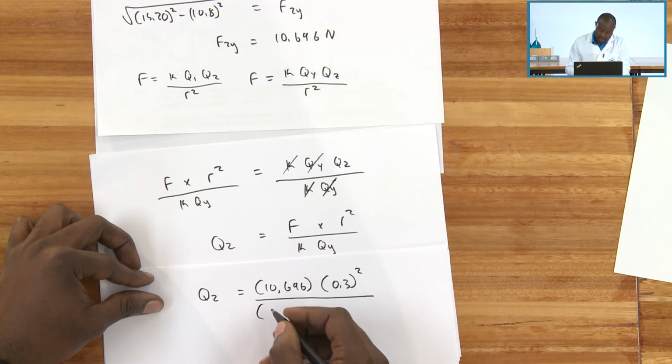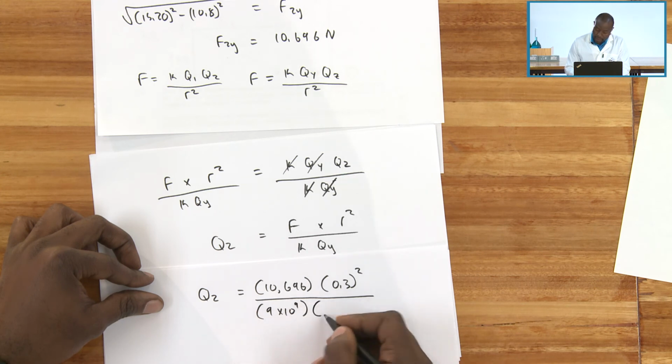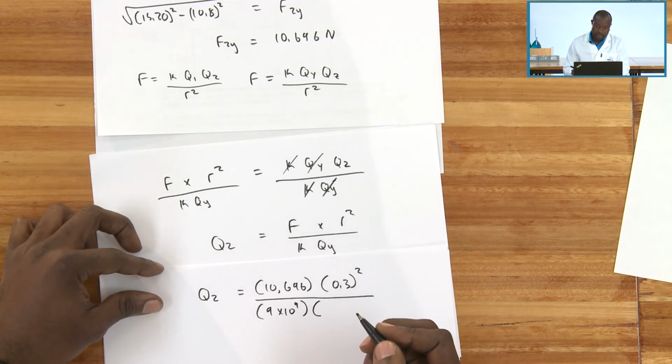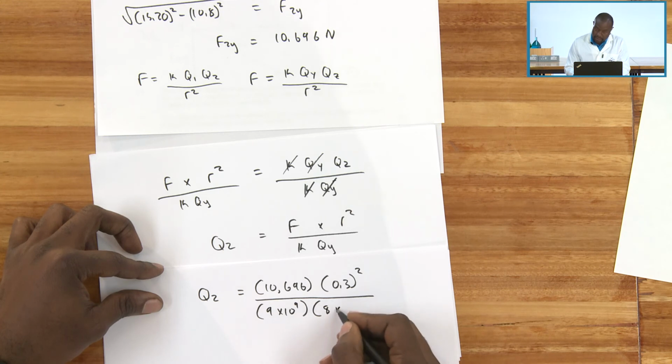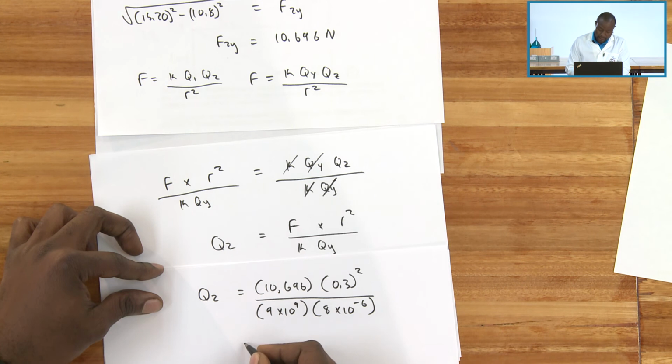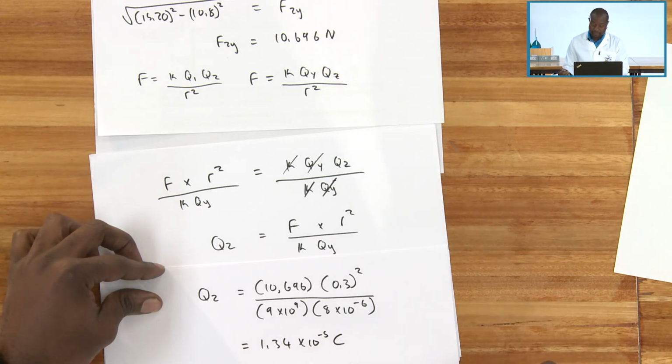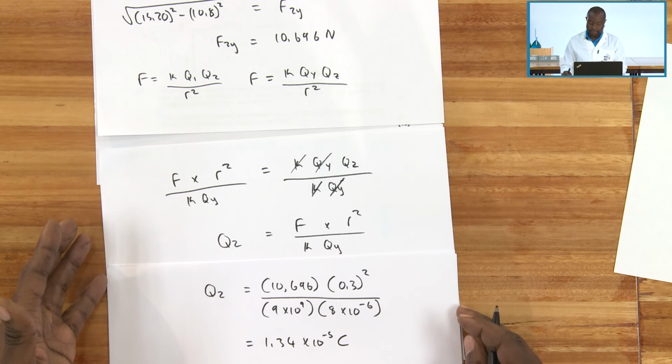Our K is 9 times 10 to the power of 9. And our QY is already given as 8 times 10 to the power of negative 6 coulombs. And our final answer is going to be 1.34 times 10 to the power of negative 5 coulombs. There's our final answer.